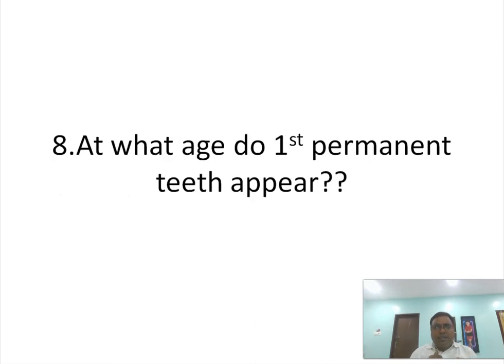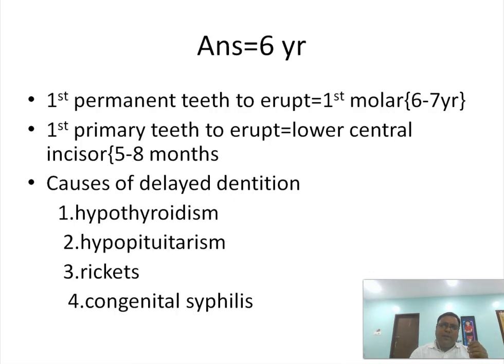Next, at what age do first permanent teeth appear? First permanent teeth will appear by the age of 6 years. The first permanent tooth to erupt is your first molar, around 6 to 7 years. Similarly, the first primary tooth to erupt is your lower central incisor, by the age of 5 to 8 months.